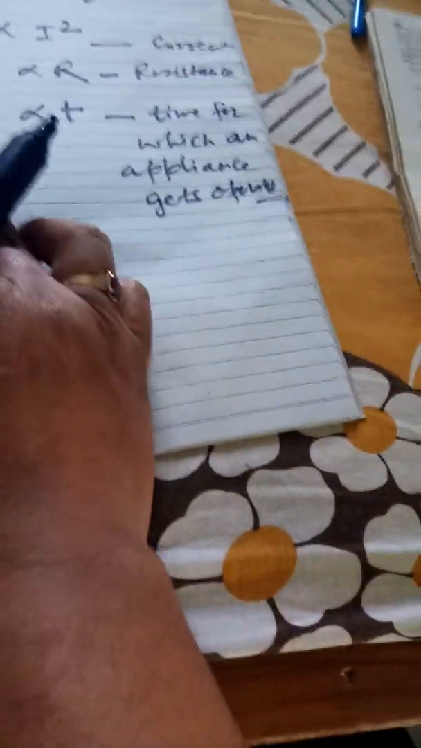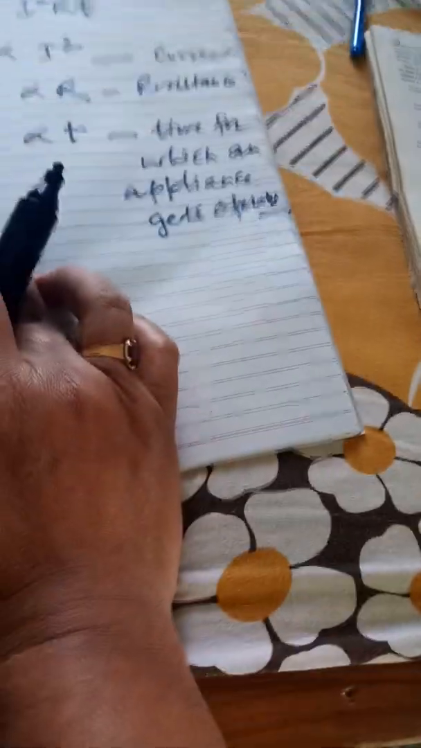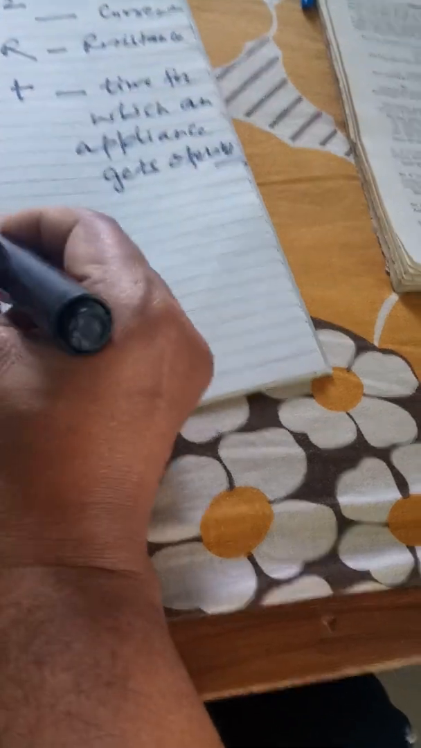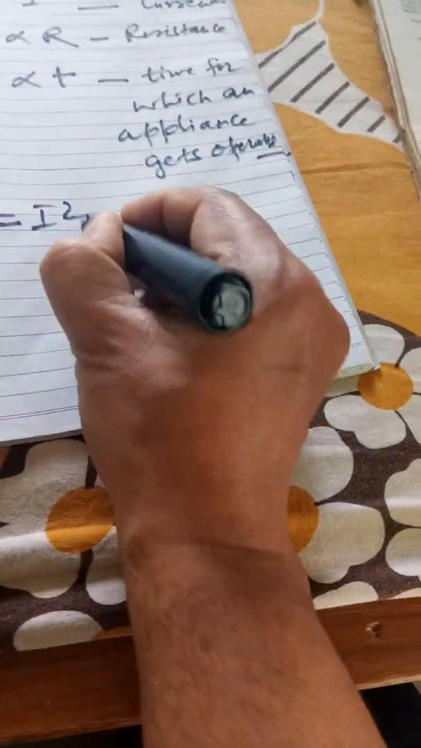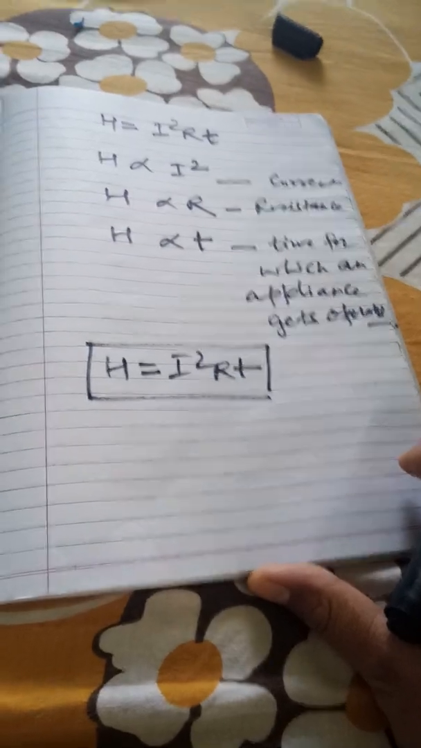You should know here that this energy generated is in joules. It is also known as Joule's law of heating. H equals I square R T. There are so many applications of heating effect of electric current.